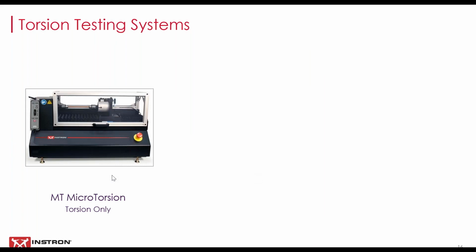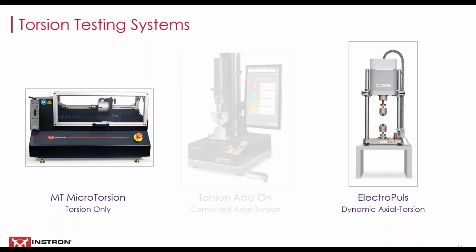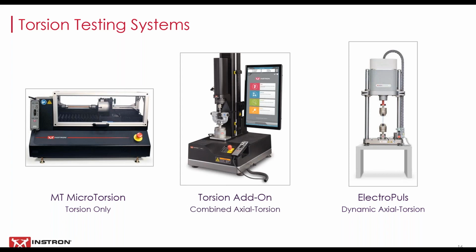There are a few different options for torsion testing. Some systems are dedicated to torsion only, such as the MT microtorsion seen here. Some systems, like the Electropulse, are built for combined axial and torsion loading, even combined fatigue loading. Others, like the Torsion Add-On, make it possible to add torsion to a new load frame or even to an existing axial system that's already in the lab.